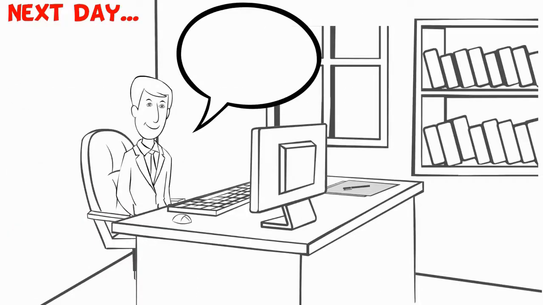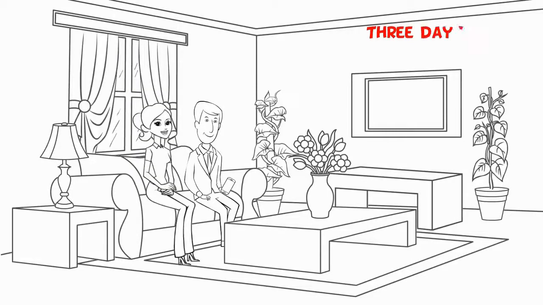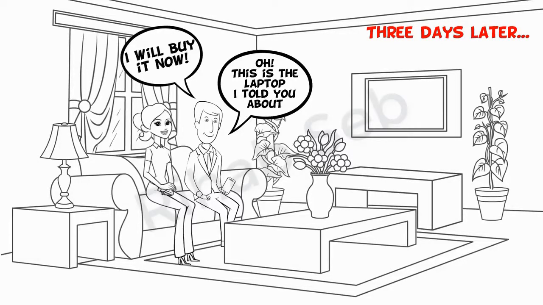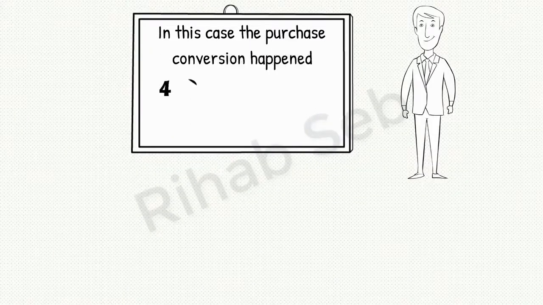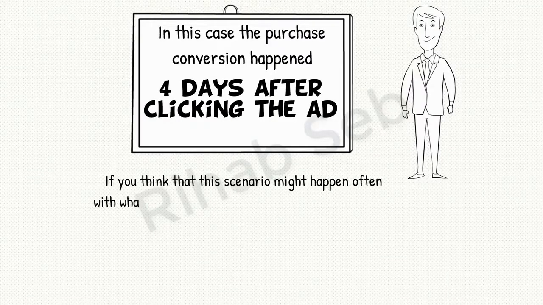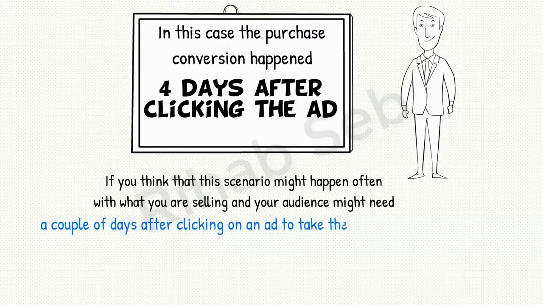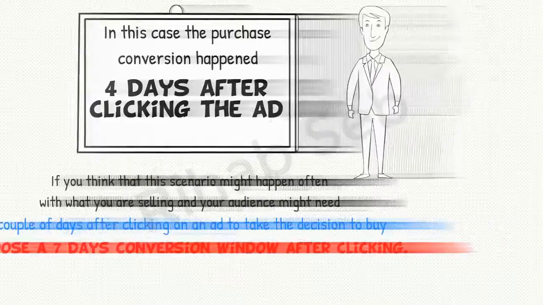The next day, he went to his office and did some research about the computer he saw. And after 3 days, while sitting with his wife, he saw your ad again and remembered that he needs a PC. He discussed this matter with his wife and decided to pull up his credit card and buy it. In this case, the purchase conversion happened 4 days after clicking the ad. If you think that this scenario might happen often with what you are selling and your audience might need a couple of days after clicking on your ad to take the decision to buy, then you should choose a 7 days conversion window after clicking.